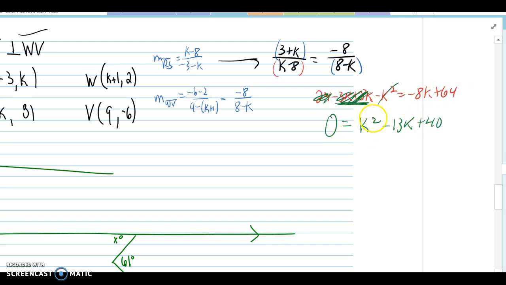It's a quadratic equal to 0. Good news is this one will factor. k minus 8 times k minus 5 is equal to 0. So k could be equal to 8, or k could be equal to 5.